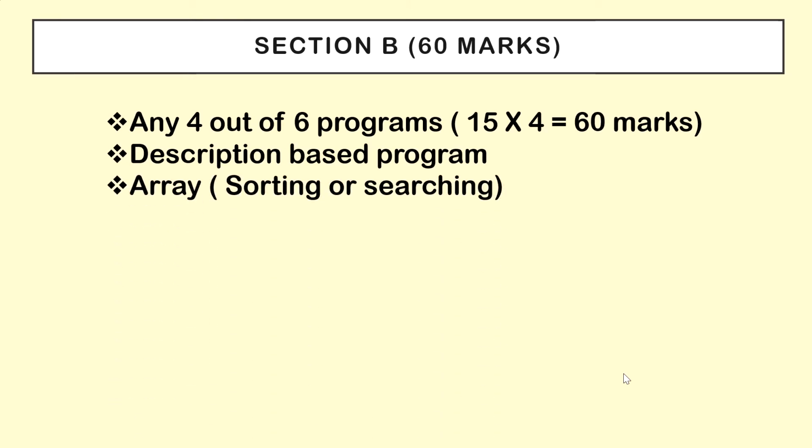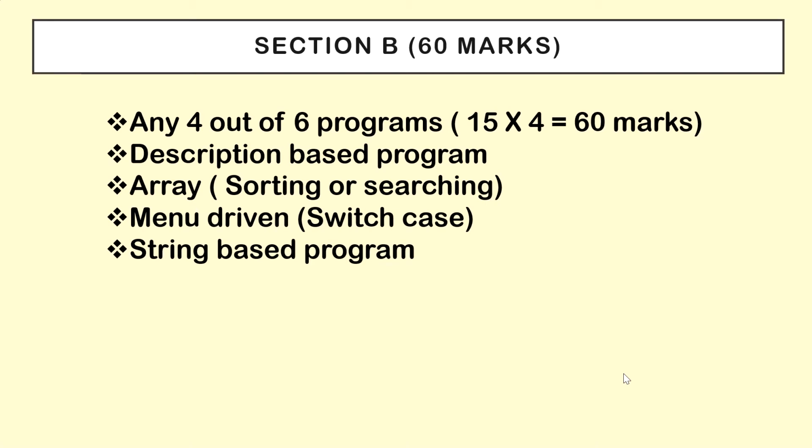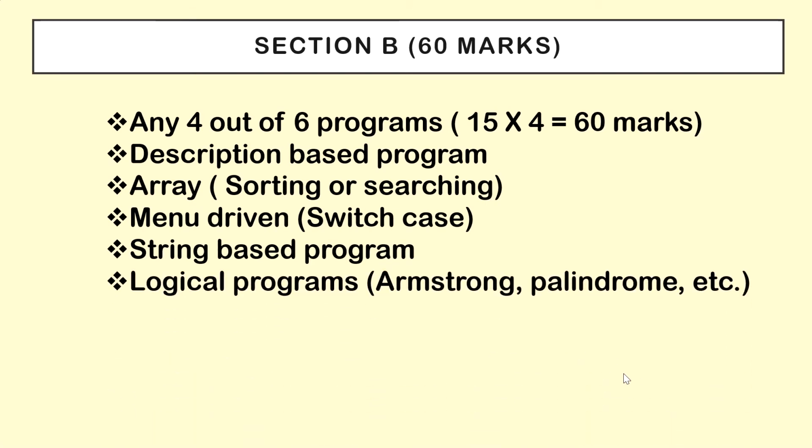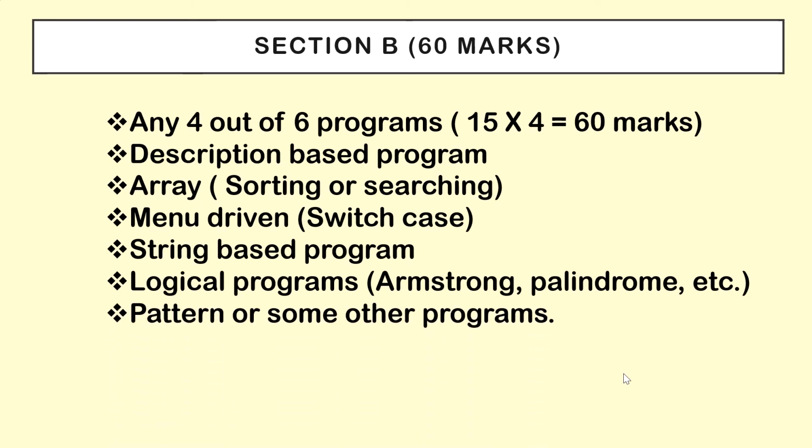There will be one question from the array. It may be a sorting or a searching algorithm, but there will be one question from the array. And the third question basically comes from menu driven, that is switch cases, then string based programs, and your logical programs like Armstrong number, palindrome number, tech number. So this kind of questions are generally found in Section B. Patterns are also there, and some other programs.